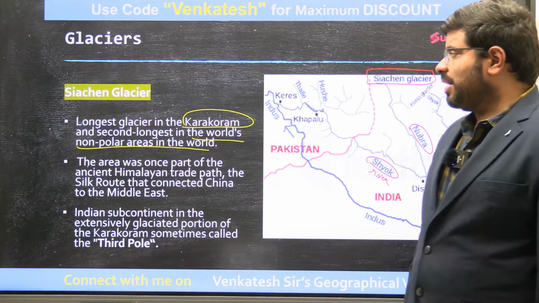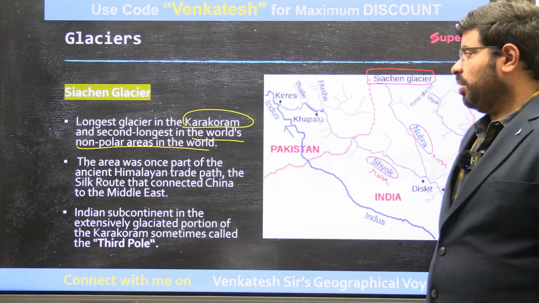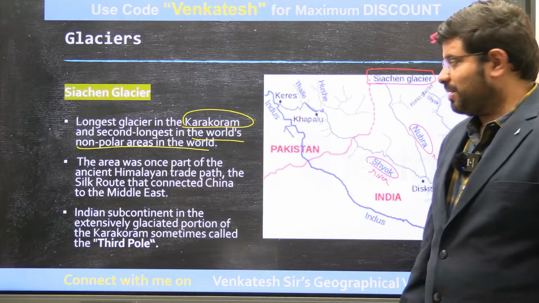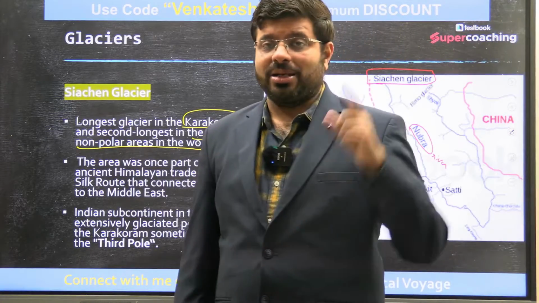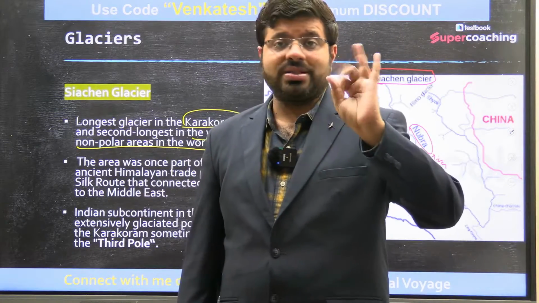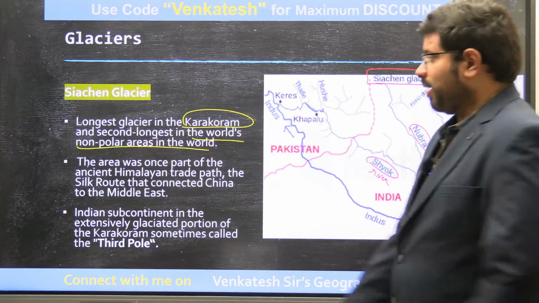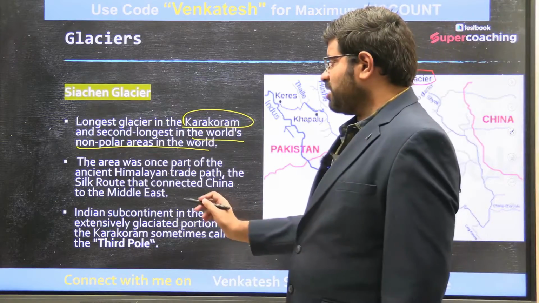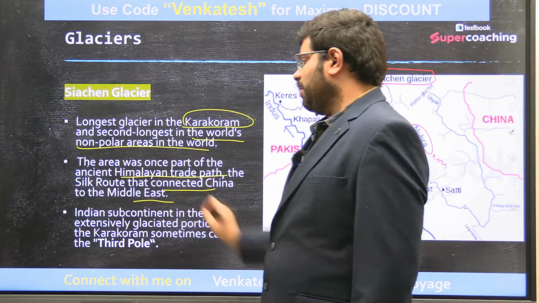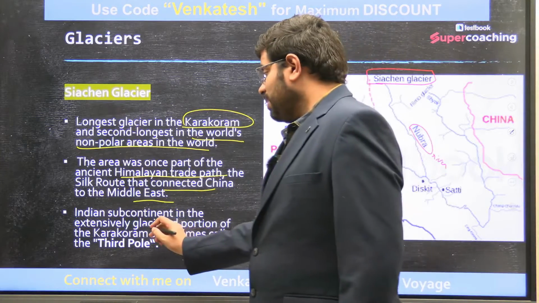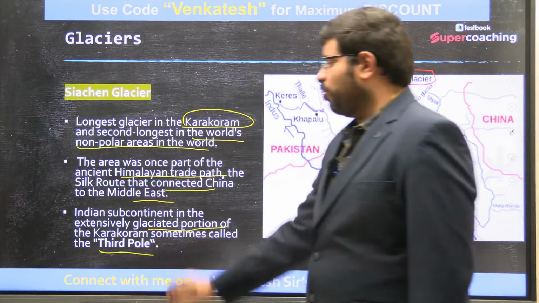But if you see here, Siachen, one of the longest glaciers, second longest in the world, Karakoram, the Karakoram range, that is the mountain range. You all know the Trans-Himalayas or the Tibetan Himalayas are represented in India through the Karakoram, Ladakh, Zaskar range. This is the Karakoram range. Right. Then this area was once part of the Himalayan trade path, the Silk Route that connected China with the Middle East. In the Indian subcontinent, it is the extensively glaciated portion of the Karakoram, sometimes called the third pole.